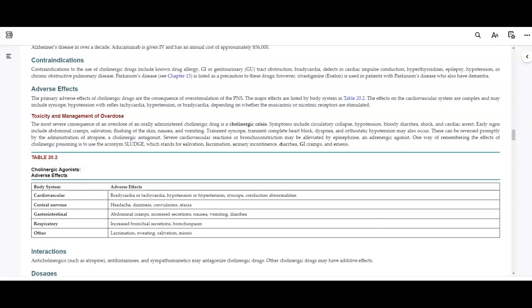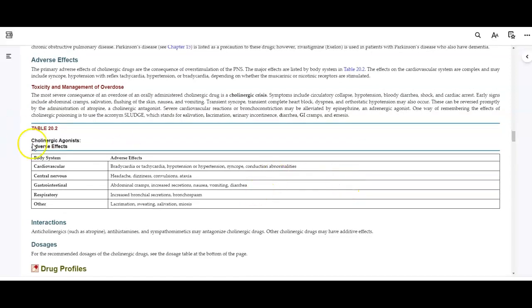Some of the adverse effects, going to pull that up here. So some of the adverse effects that we might see is overstimulation of that parasympathetic nervous system, which can result in syncope, can cause some hypotension with reflex tachycardia. Think of it as that body's way of trying to get circulation going. We can also see that hypertension or bradycardia, depending on whether those muscarinic or nicotinic receptors are innervated. Do pay attention to the table 20.2 on page 318 that clearly outlines some of those adverse effects. Again, pick out the big ones, along the lines of what's most significant for that individual. So pick out those and be able to recognize those.